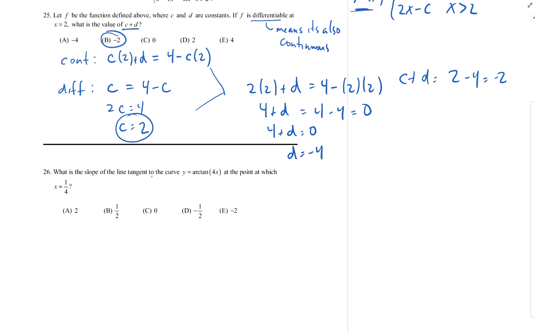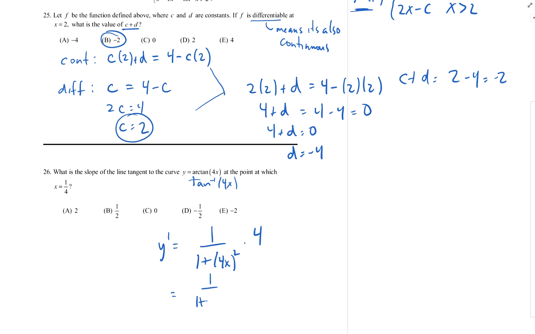What's the slope of the line tangent to the curve arctangent? Remember, arctangent is inverse tangent. So y prime is 1 over 1 plus 4x squared times the chain rule. Okay, a common mistake for students is to go 1 over 1 plus 4x squared. So don't do that.